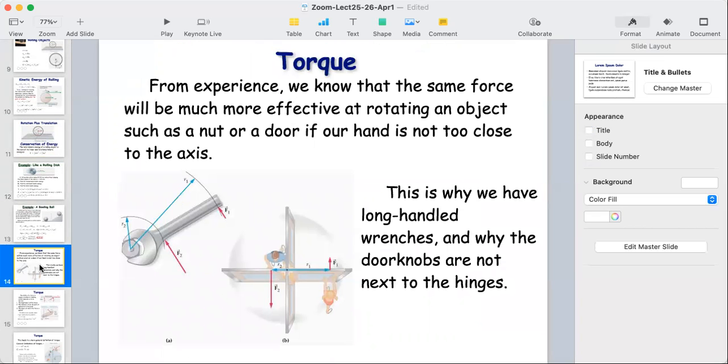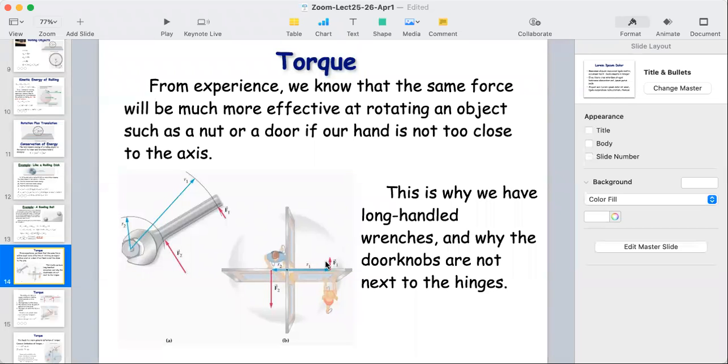Then let's move to a new concept, which is torque. From experience, we know that if we apply the same force, it will be much more effective at rotating an object depending on the position where you push it. If you look at case B, assume you apply the same force, it will be much more effective if you apply it at a greater distance from the rotation axis rather than a smaller distance.